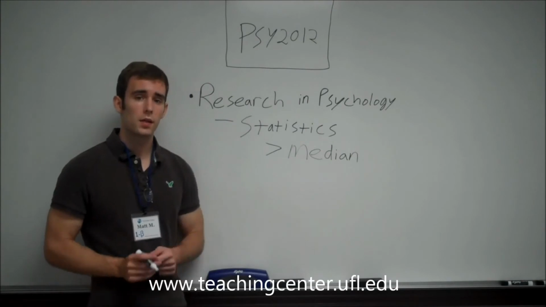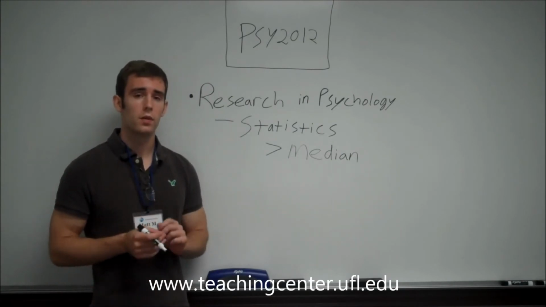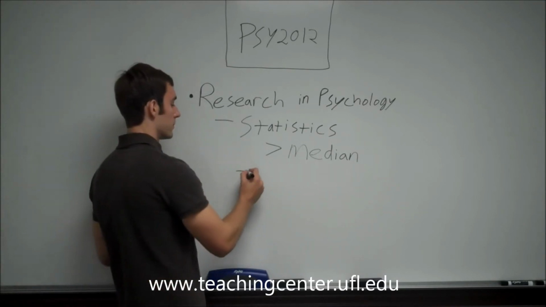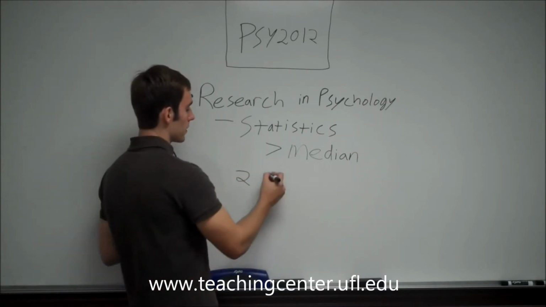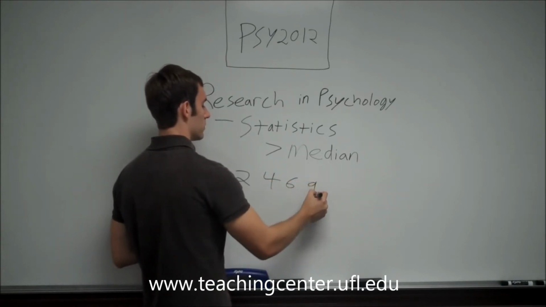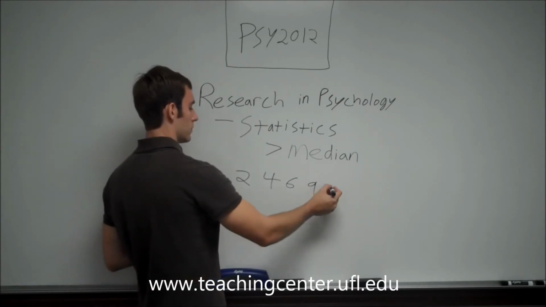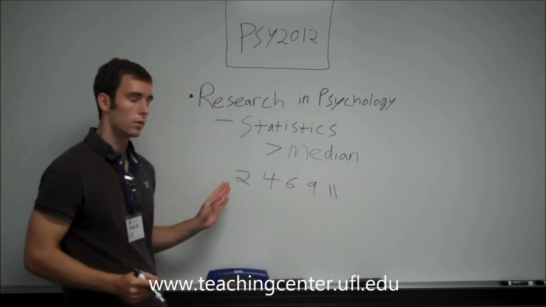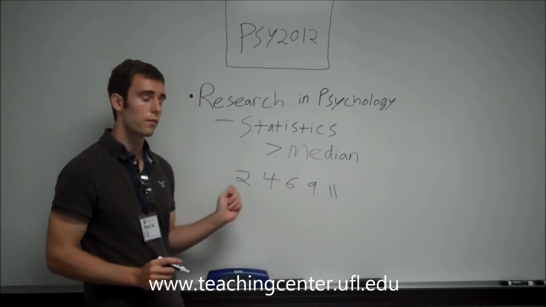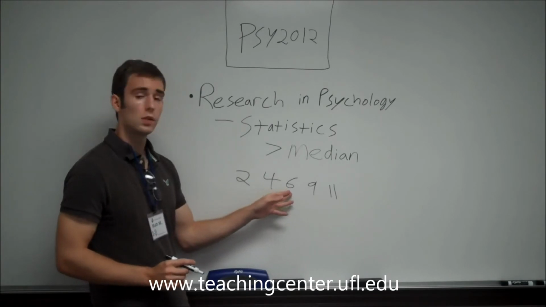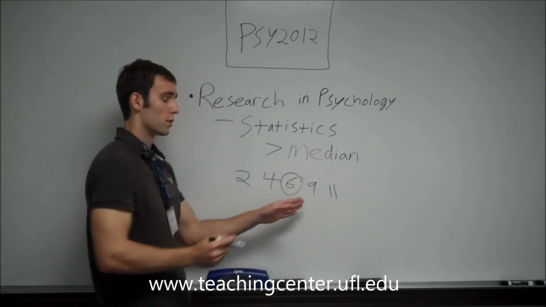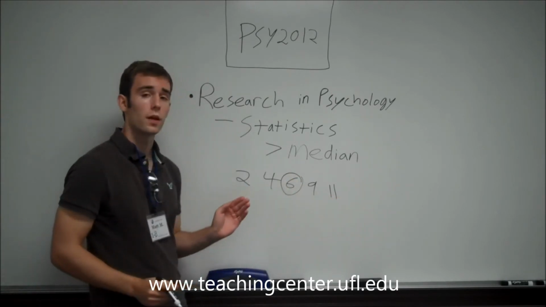The median of a data set is the number that falls in the very middle, when the numbers are organized from smallest to greatest. So if our data set looks like this, we organize the numbers from smallest to greatest, and then we look for the one in the very middle. In this case, 6 is in the very middle of our data set. There's 2 numbers to the right and 2 numbers to the left.